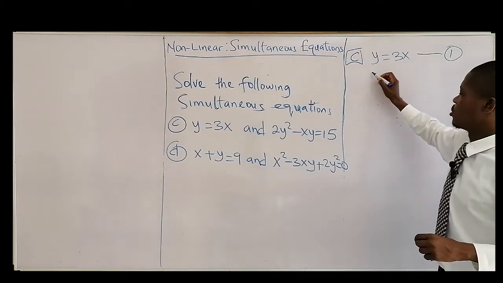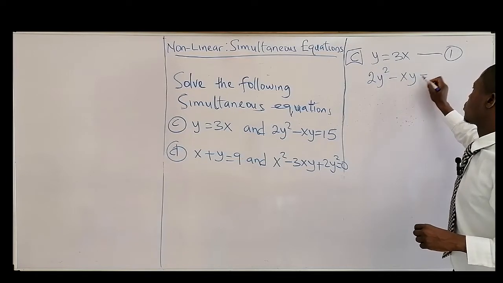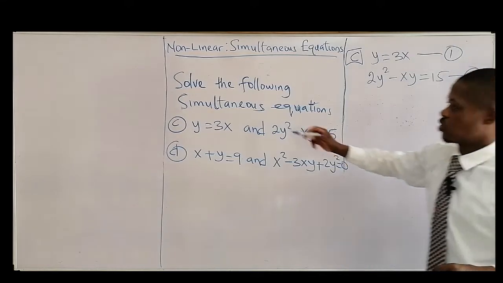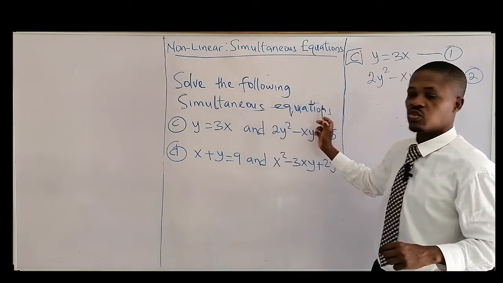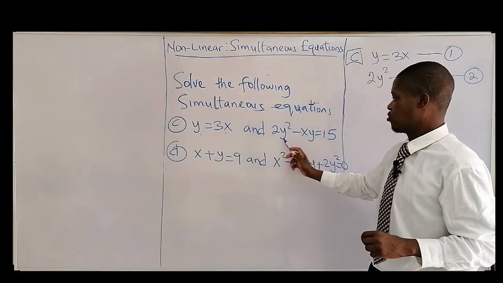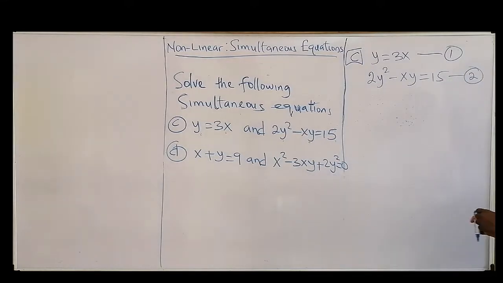Then the second one, we have y squared minus xy equal to 15. Call that one equation 2 also. Solve the following simultaneous equations: y is equal to 3x and y squared minus xy equal to 15. So these are the two equations that we are given.